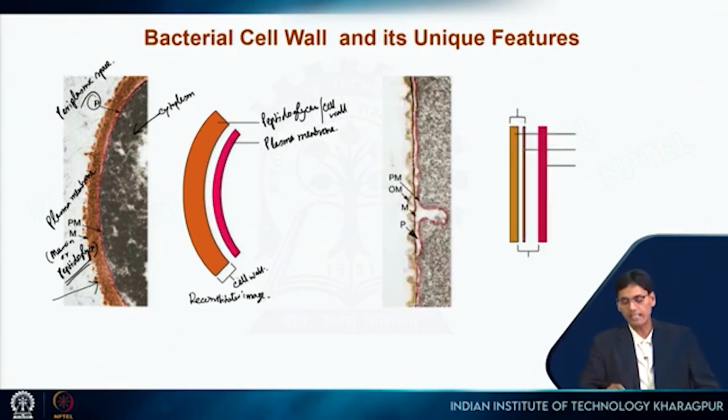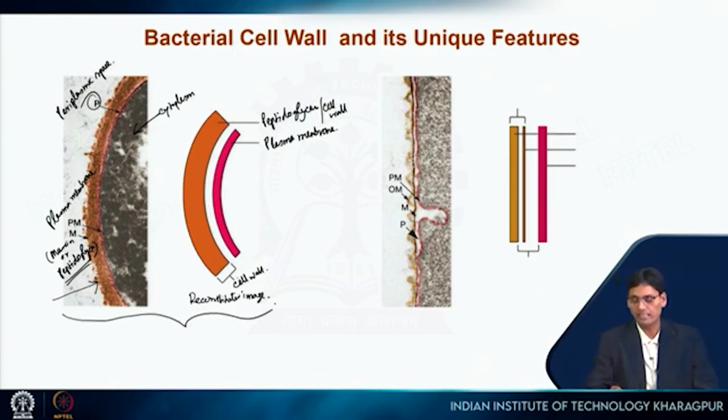Similarly, if you see another group of bacteria, so this is found in one group of bacteria. In another group of bacteria, all things are similarly labeled here. This is the plasma membrane, this is periplasmic space, which is a little bit bigger, more space available here. This is the murin or peptidoglycan, and this is outer membrane. So this outer membrane is not present in this group of bacteria, right?